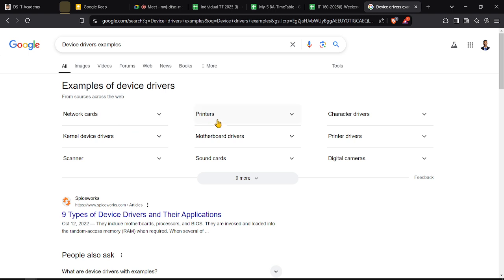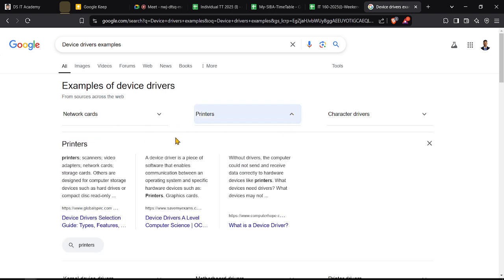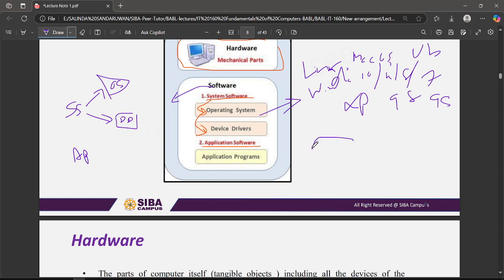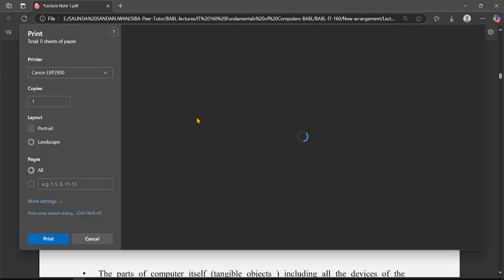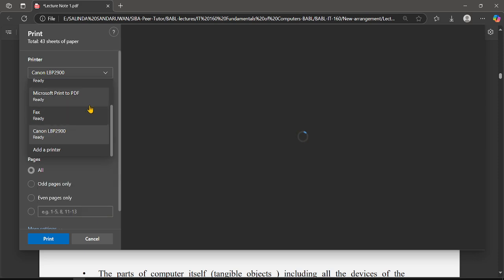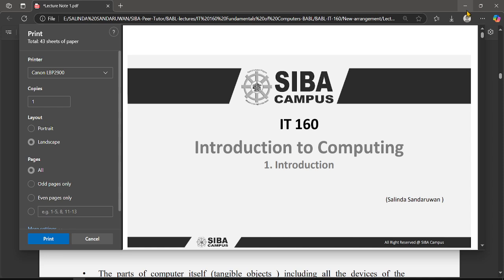So imagine you bring a new printer. You bought a new printer like this, and you are going to plug it to a laptop. But the thing is, you can't see the printer. When you press this print option here, you can't select the printer here. So you think it's a fault with the printer? No, no, no. It's not a fault with the printer because you don't have the correct driver.